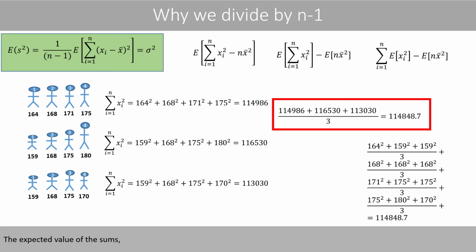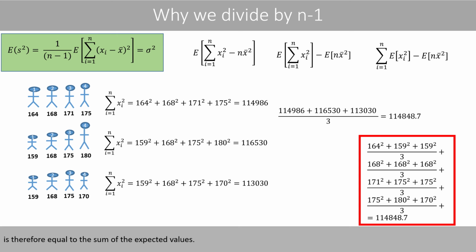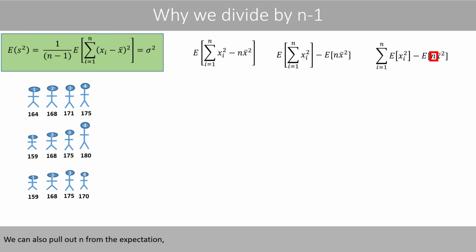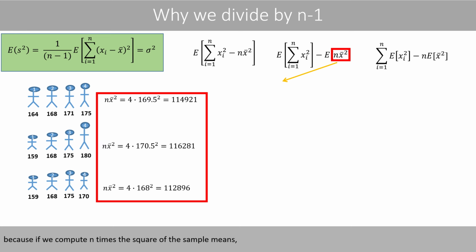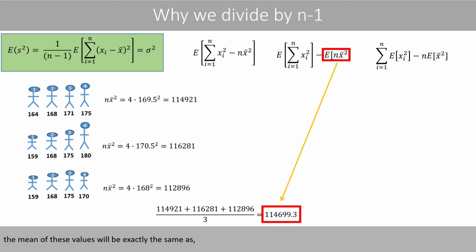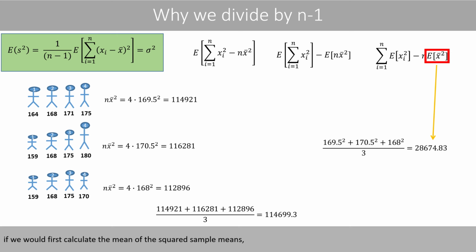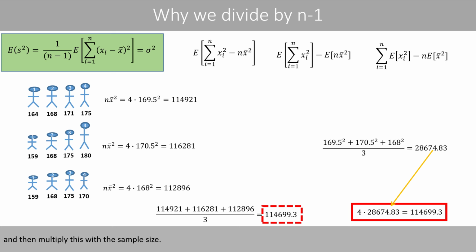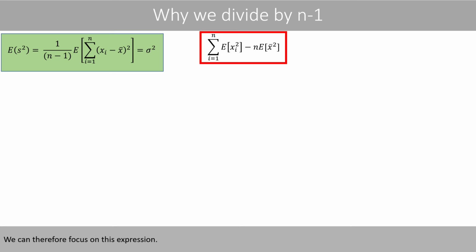The expected value of the sums is therefore equal to the sum of the expected values. We can also pull out n from the expectation, like this, because if you compute n times the square of the sample means, the mean of these values will be exactly the same as if we would first calculate the mean of the squared sample means, and then multiply this with the sample size. We can therefore focus on this expression.